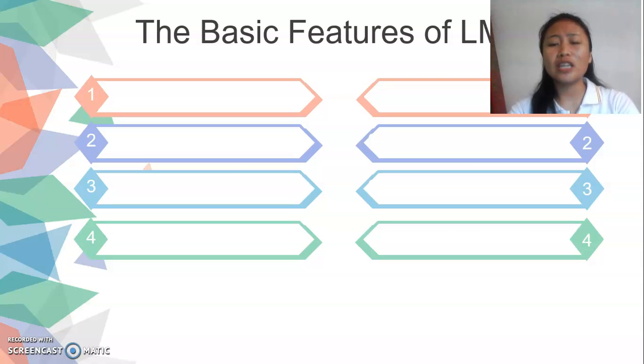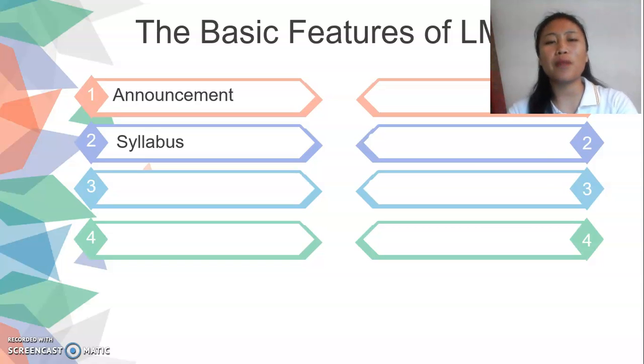In online learning, there will be an LMS or learning management system. In a learning management system, there will be features or tools that will be provided. The basic features are announcement. The announcement here is how the teacher gives an announcement about the meeting of the class. About syllabus, how step by step, how the method can be applied for the lesson, how to teach it. There will be provided in the syllabus.